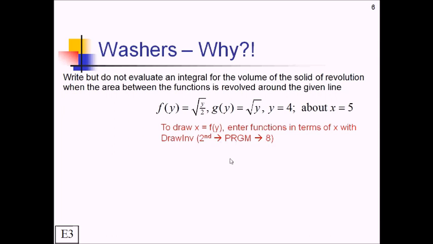So here's what it looks like when you enter it in the calculator. I'm going to do draw inverse of square root of x over 2. And that's going to draw the inverse, which is going to be the square root of y over 2. Then I'm going to do draw inverse of square root of x for this other one. So let me show you on the calculator what that looks like.